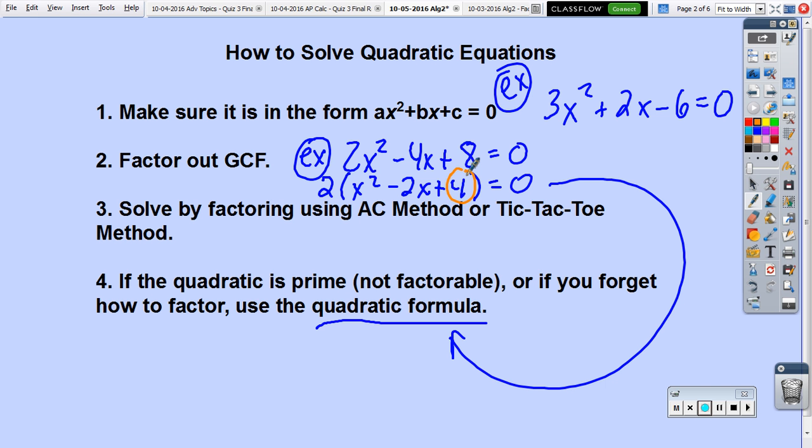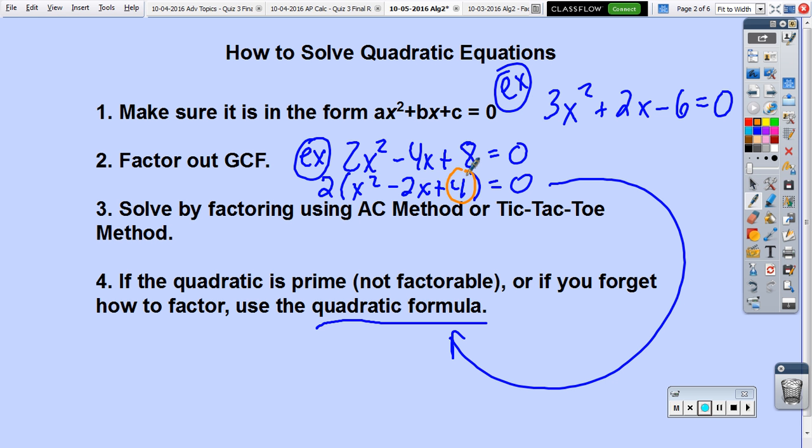Okay, it's not factorable. But again, step 3, what we'll be focused on today is solve by factoring using AC method or tic-tac-toe, whichever you're most comfortable with. I don't care which. And then number 4, if it is prime, or if you forget how to factor, let's say you just got to solve a quadratic. It doesn't say you got to solve this by factoring. Or even if it does, and you say, well, I forgot how to factor, but I want to get some credit. I know I can solve it using the quadratic formula. You can always use the quadratic formula. So the quadratic formula solves any quadratic.